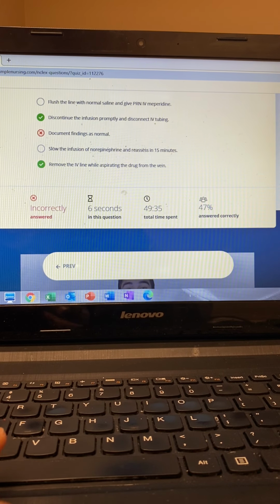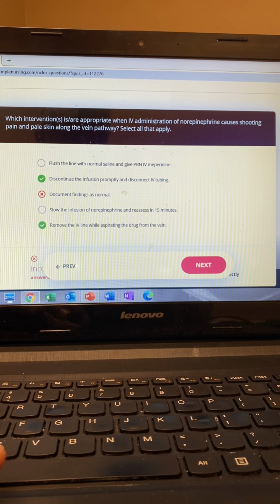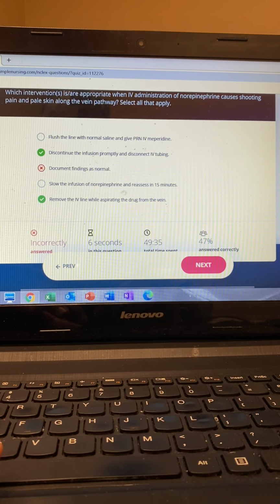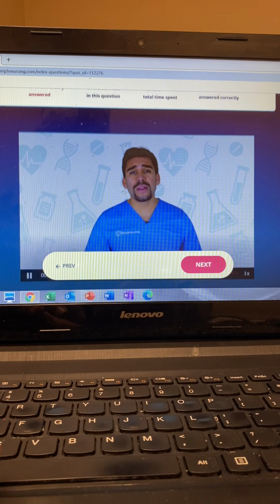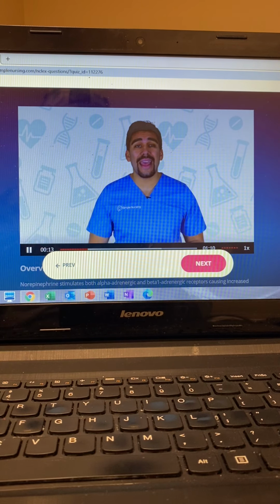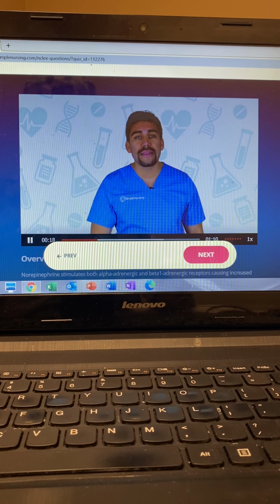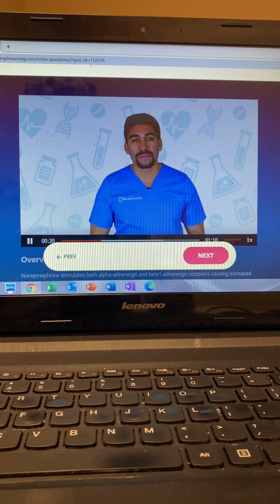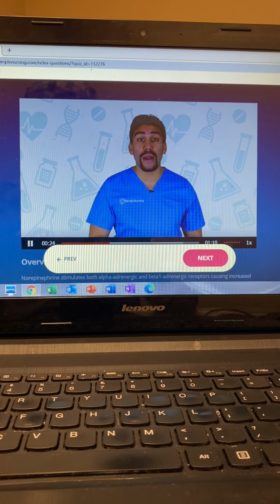Now, using our 3 steps, let's break this down. This question's asking for the correct intervention for the key problem of giving norepinephrine IV. Now, giving norepinephrine, this is causing shooting pain and pale skin along the venous pathway. So we're immediately thinking extravasation. So the solution here are the right actions to do for this patient right now.